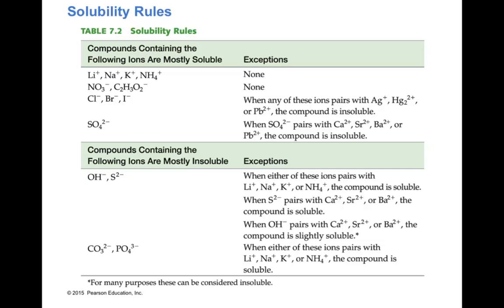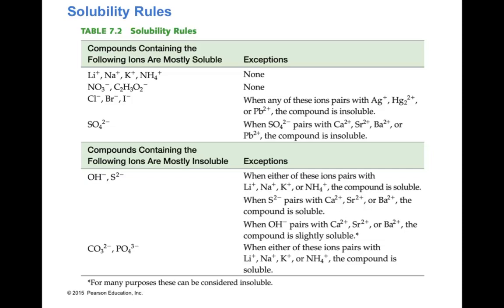Here we have a table that you also have in your book, Table 7.2, that also summarizes the rules that we saw in the previous slides about the different combinations that could create a solid that could be soluble or insoluble.